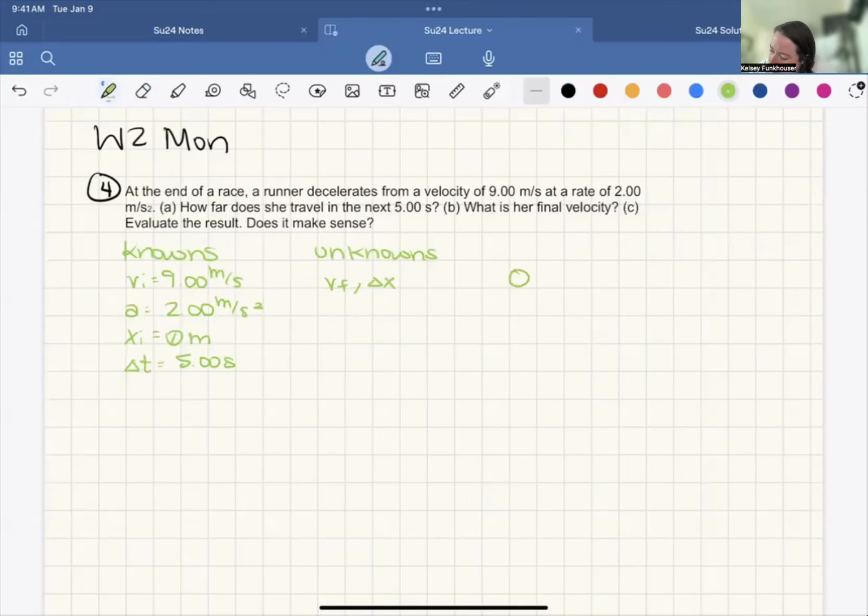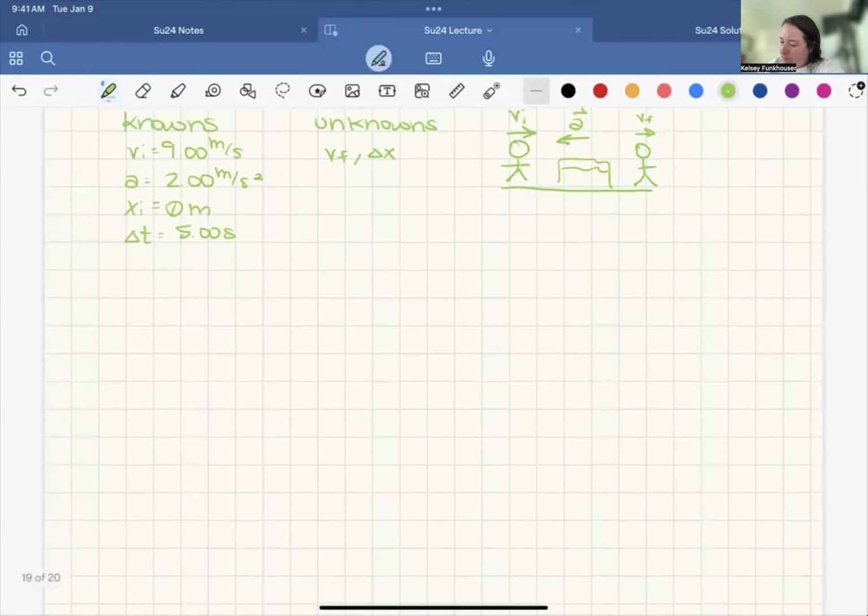So I'm gonna just draw this real quick. We have our runner. Maybe she passes the finish line. Hooray. And she's slowing down. So initially she has this velocity, and she has some other velocity or 0, we'll see. And then this whole time in between, she was accelerating but slowing down. So negative acceleration.